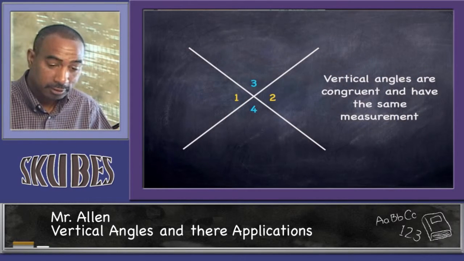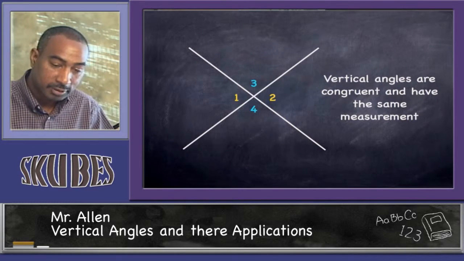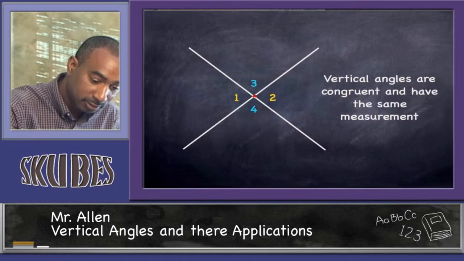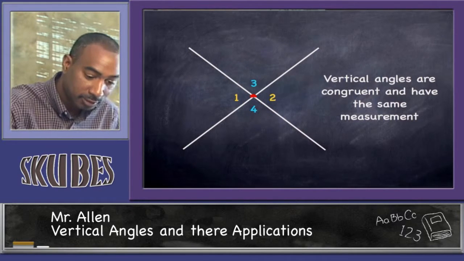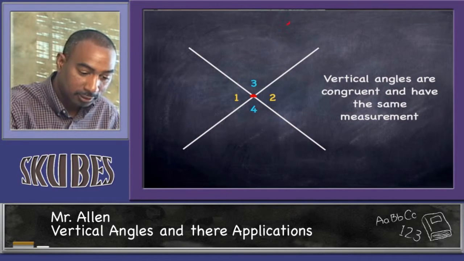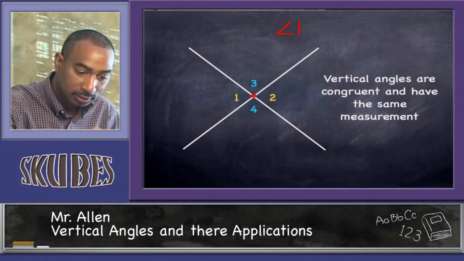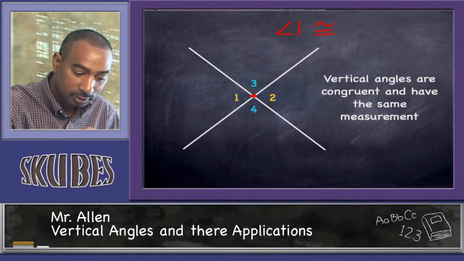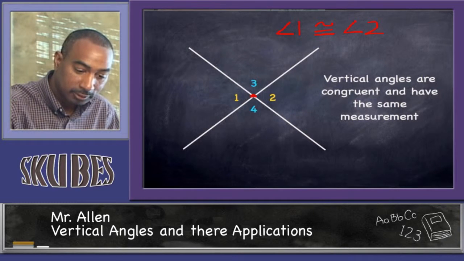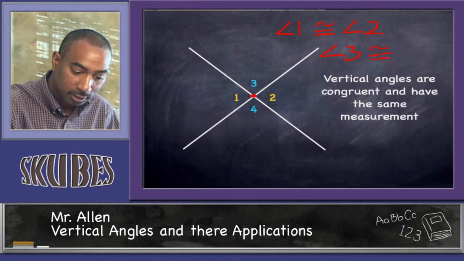Alright, the rules of vertical angles: vertical angles are congruent and have the same measurement. That's only if they're vertical angles. So in this case, because they share the same common vertex and they're opposite of each other, I can say that angle 1 is congruent to angle 2, and angle 3 is congruent to angle 4.